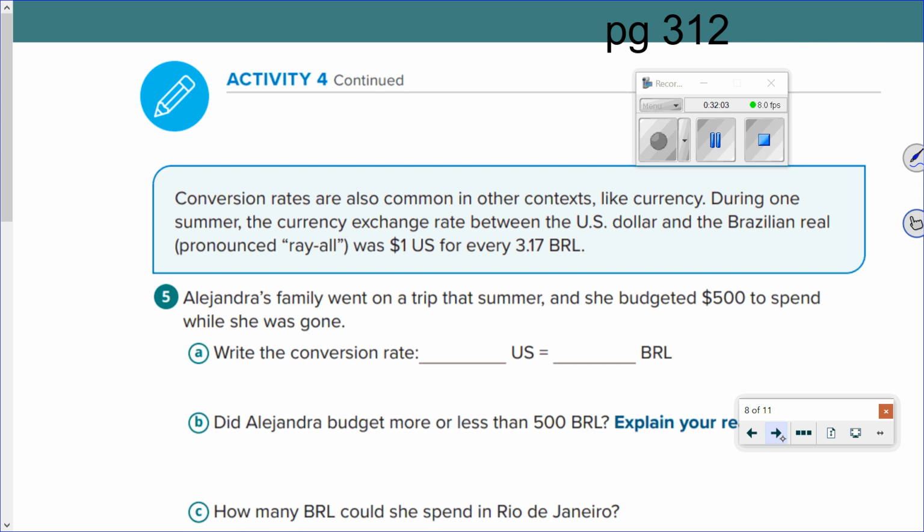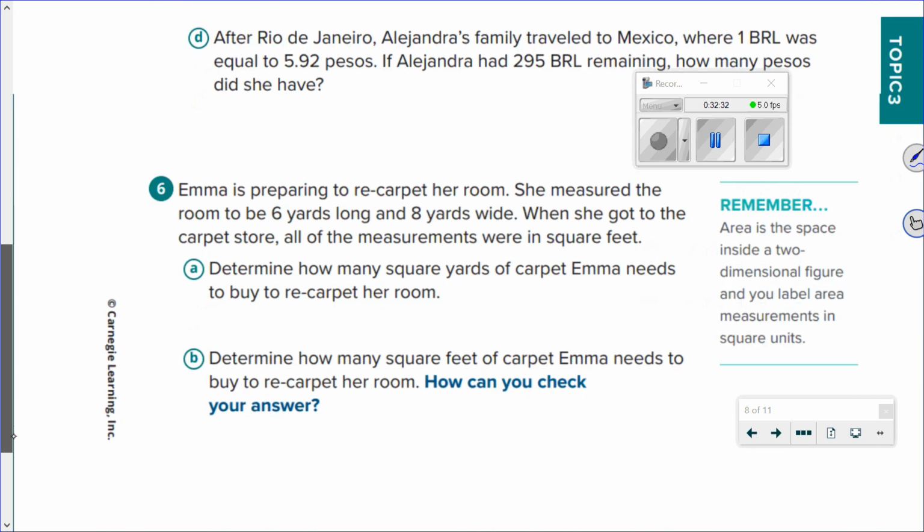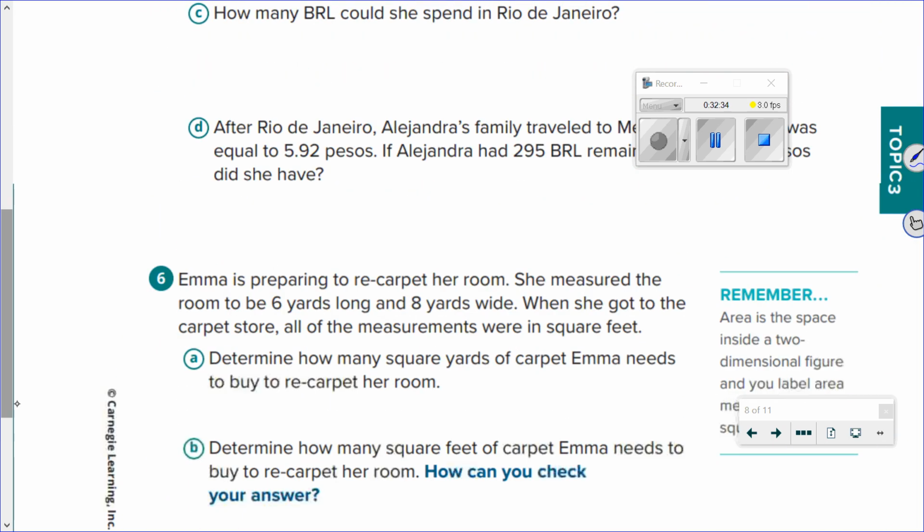So we're on 312. Is this 313? Here's where you got off. So here's 313. Friday was a rough day. So we have $1 for every 3.17 Brazilian reals. You'll have to figure these out. You're doing all of number 5. You have 4 parts to that. And then you should be able to do number 6 as well. So actually, we'll just work on number 5 for now. We'll give you 3 minutes. Go.